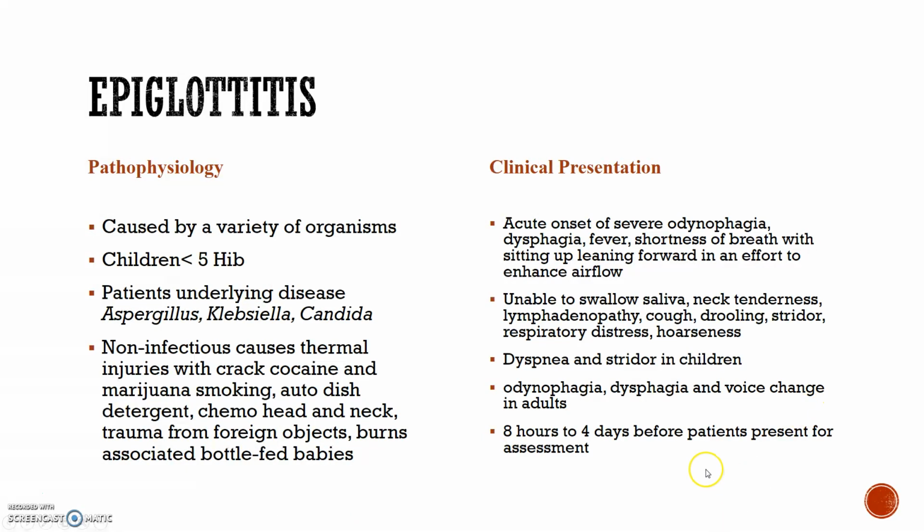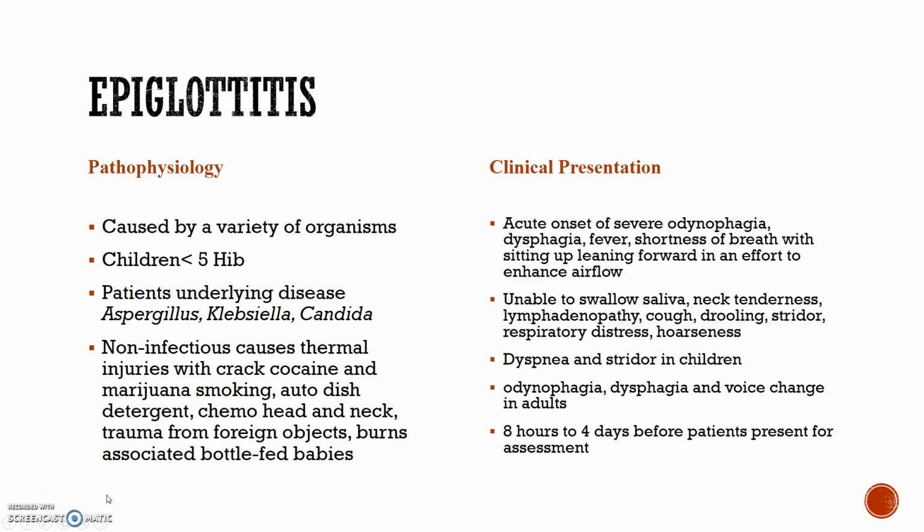Clinical presentation is usually acute onset of severe throat pain and difficulty swallowing, fever, and shortness of breath, with the patient sitting up and leaning forward in an effort to enhance airflow. So you actually see your patient take that posturing. They're drooling because they're unable to swallow their saliva. They have anterior neck tenderness, lymphadenopathy, a cough, stridor, respiratory distress, and hoarseness.